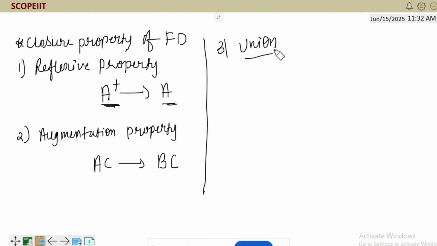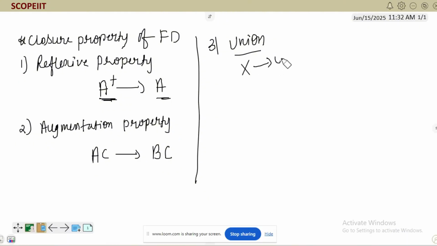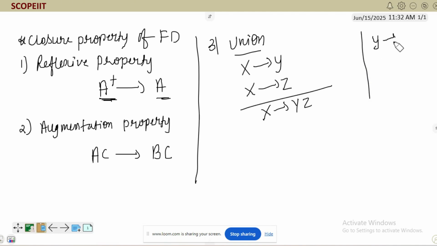The third property is, now what is a union property? Union property basically, if you have x tends to y and you have x tends to z, then as per the union property, I can write it as x tends to yz. That is a union property. But for union property, one thing you should make sure, for example, if you have y tends to x and you have z tends to x, in that case, you cannot write yz tends to x because union is performed only on right hand side.